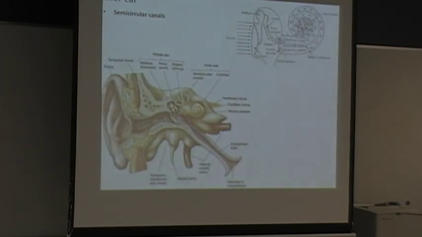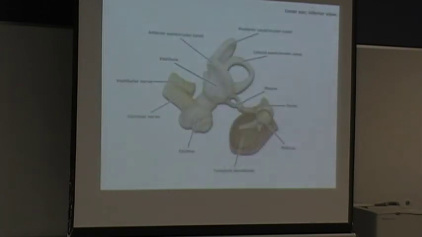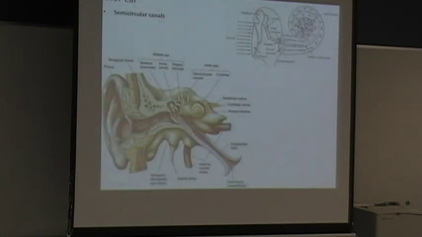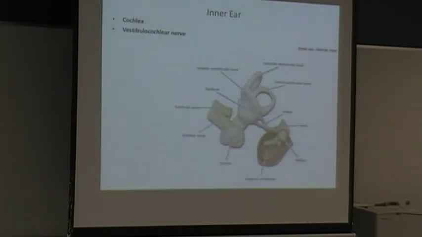Inner ear, the semicircular canals. They look like semicircular canals, so I don't think you need an extra description besides that. If you go back to this picture, there are these here. They have different names, anterior, posterior, and lateral, but you don't have to know that, just know that they're semicircular canals.